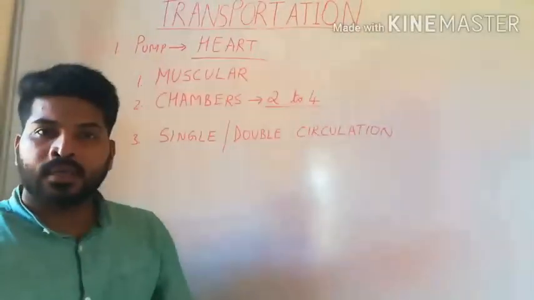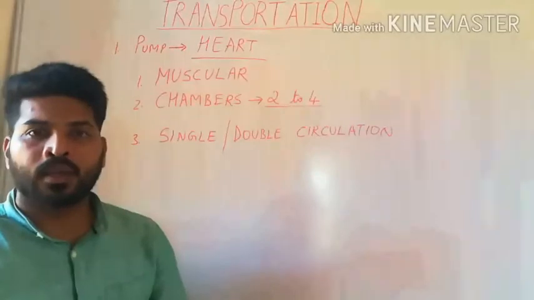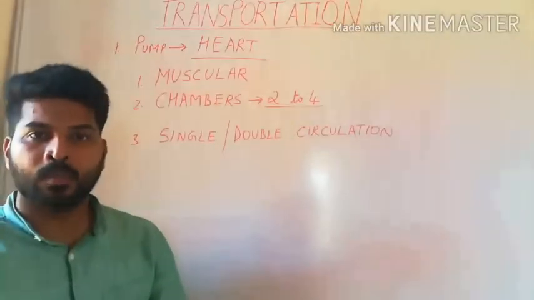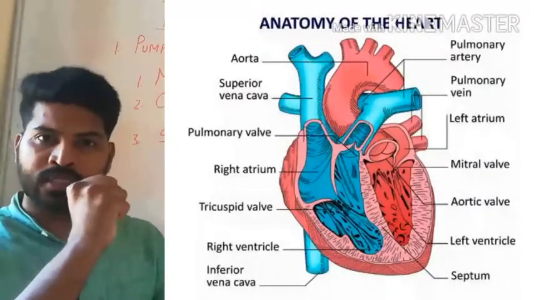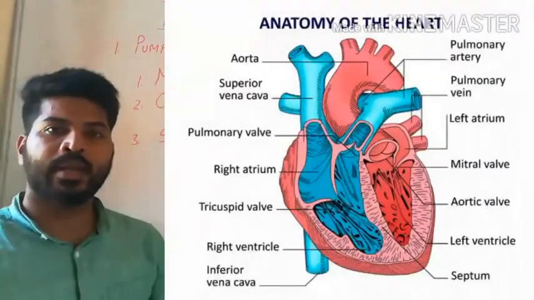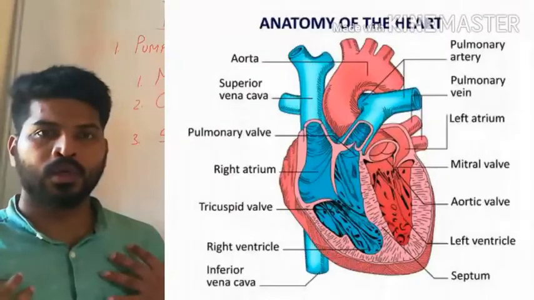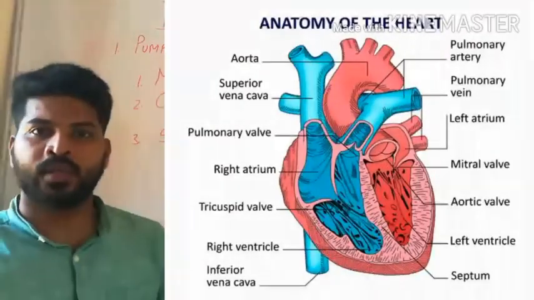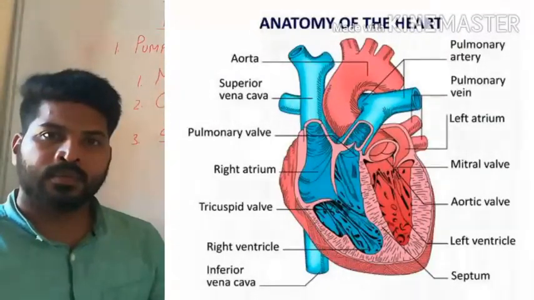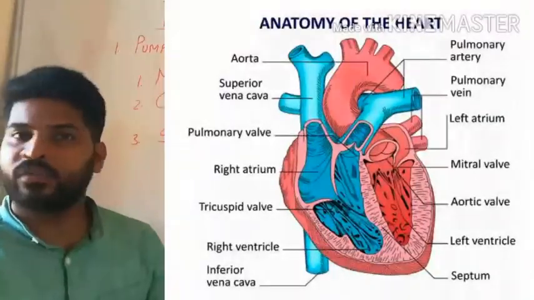The human heart is a muscular organ made up of cardiac muscles. It is roughly the size of one's fist. It is situated between the two lungs and slightly tilted towards the left side. The heart shows advancements in different animals.